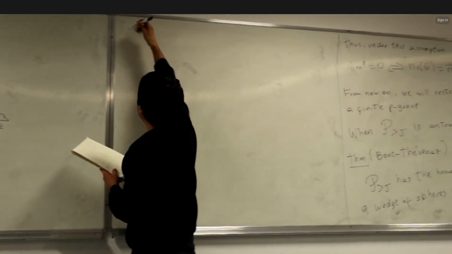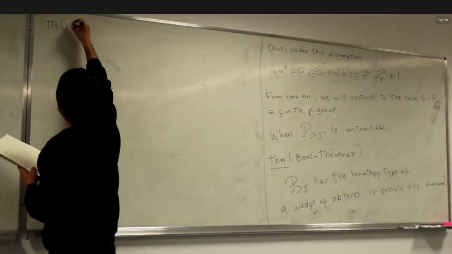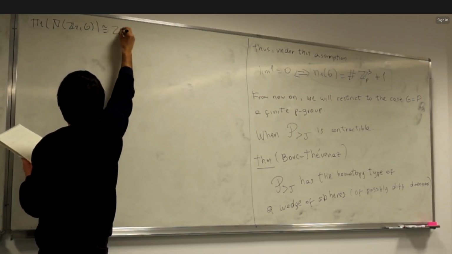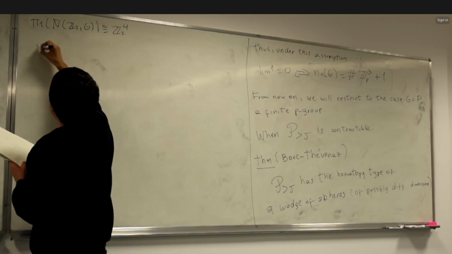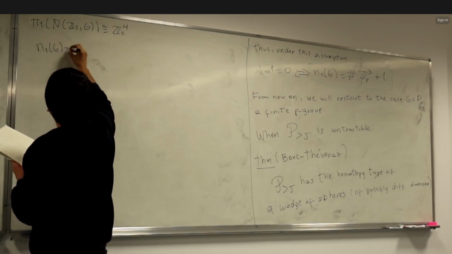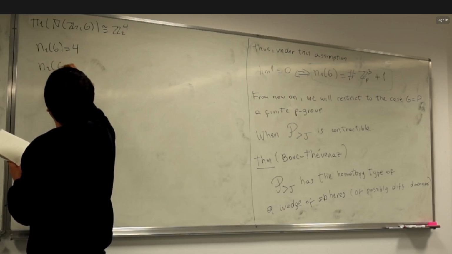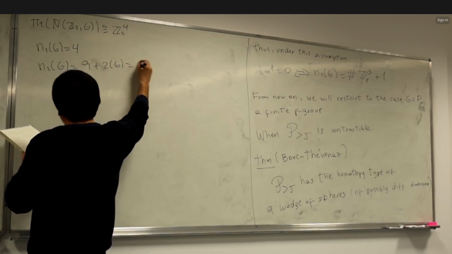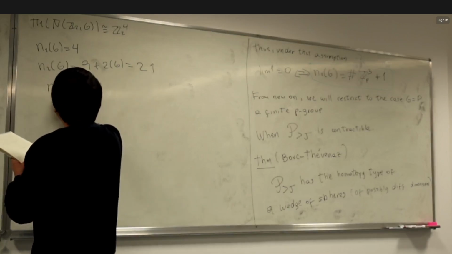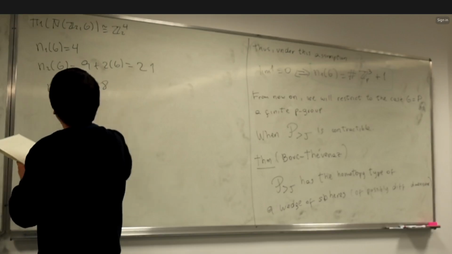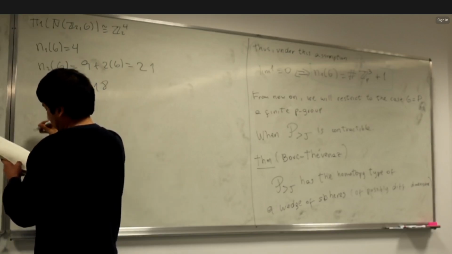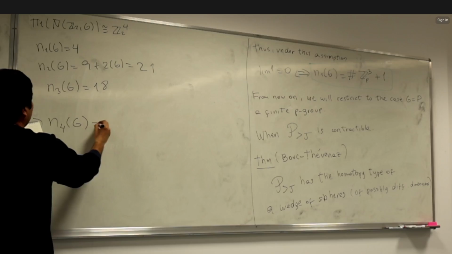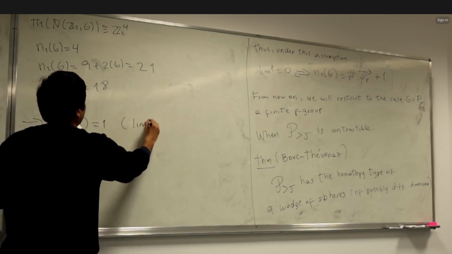N1, well, we know N1 because pi 1 of N Z mod 2 G, in this case, is Z mod 2 to the 4. So N1 is 4. N2 of G is 9 plus 2 times 6, that is 21. And N3 of G equals 18. So the dimension of lim 1 is 1. Lim 1 is non-trivial.